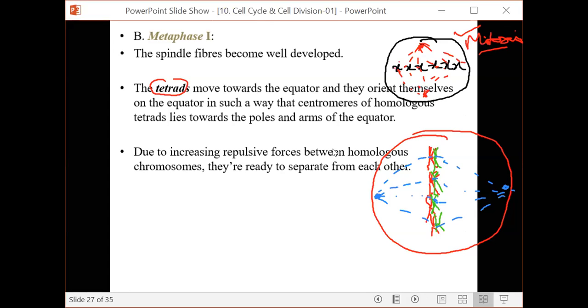Due to increasing repulsive forces, they are ready to separate. Now, as we saw in the case of diplotene and diakinesis, after the homologous recombination, they repel each other. They are going away from each other due to difference in the charges, on the proteins and the nucleic acids, negative and positive. So they are ready to separate. They align themselves the same as in metaphase, as we saw in mitosis. They are aligning in the equatorial region. At the polar ends, you have the centrioles, which are releasing the spindle fibers. So till here, all of you got it.